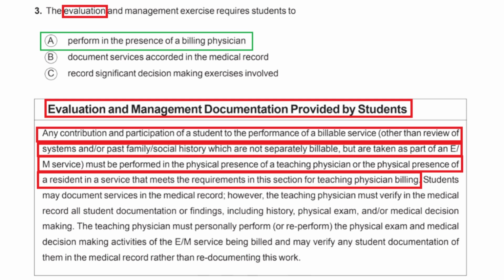In summary, option A is correct because it accurately reflects the requirement that students must perform their contributions to a billable service in the presence of a billing physician, as per the provided policy. Options B and C do not emphasize this crucial requirement and are therefore incorrect in the context of the given policy. Let's look at the next question.